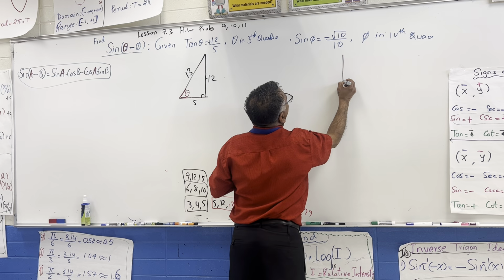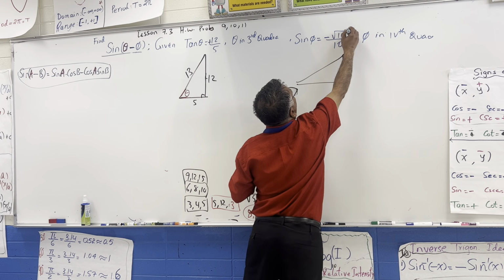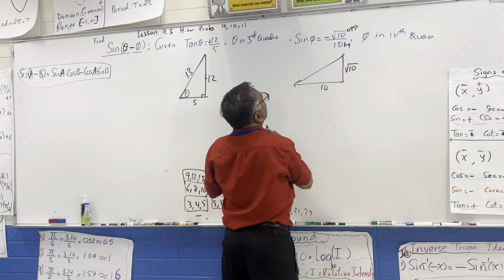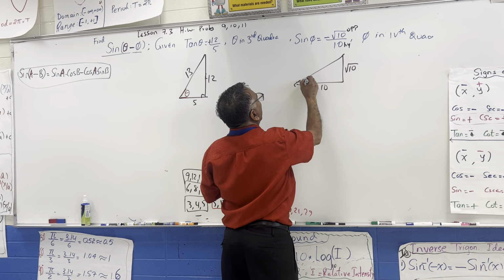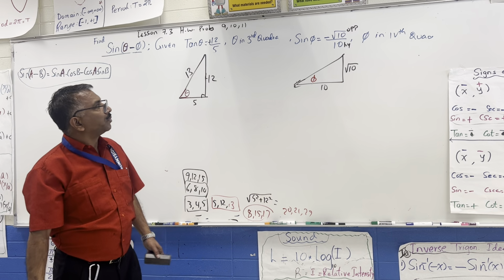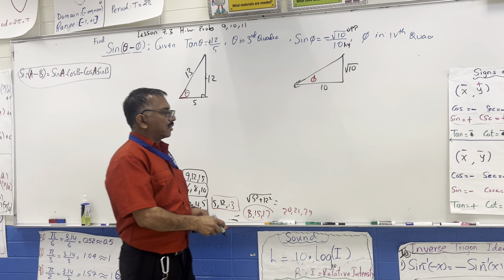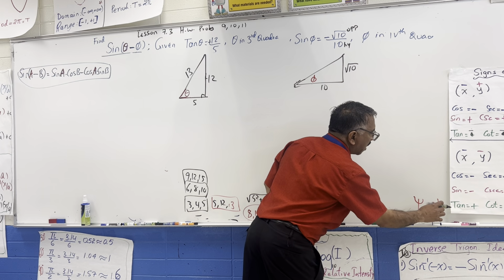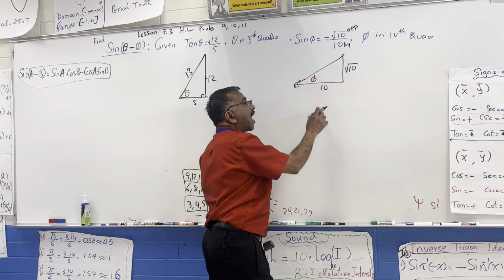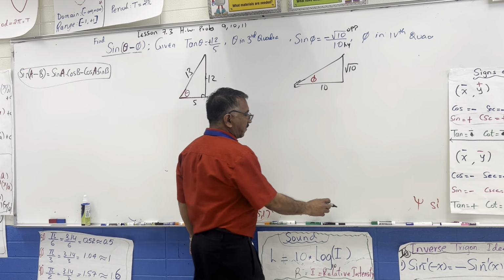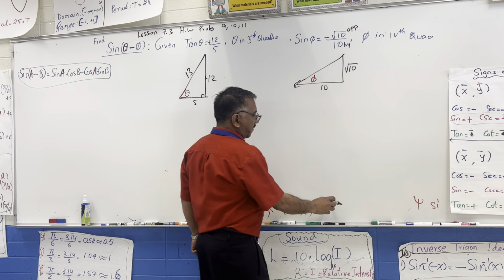But this doesn't help for the next one because these are not nice numbers. Let's draw a triangle, with opposite over hypotenuse, so this is square root of 10, and this is 10. And the angle here is another one, called phi. This one is called psi. I don't know how to write it, but that's psi, that's phi. The Greek letters: alpha, beta, gamma, lambda, mu, delta. Those are all letters.